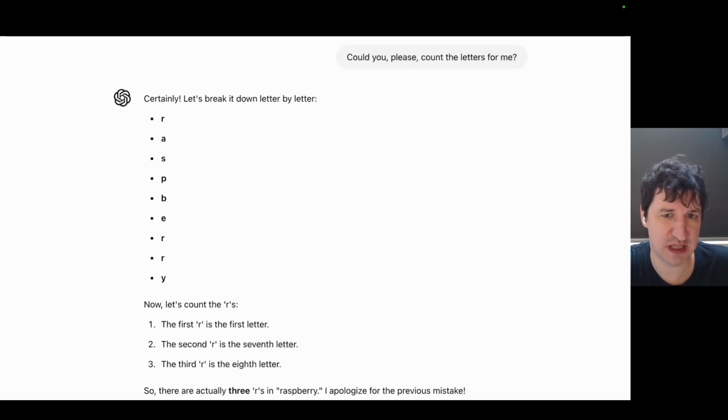Let's return to the example from my previous video, where I asked the model how many letters are in the word raspberry, and it answered 2. When I asked it to actually count the letters step by step, it suddenly was able to realize that the correct answer is 3, and it even apologized for the previous mistake.